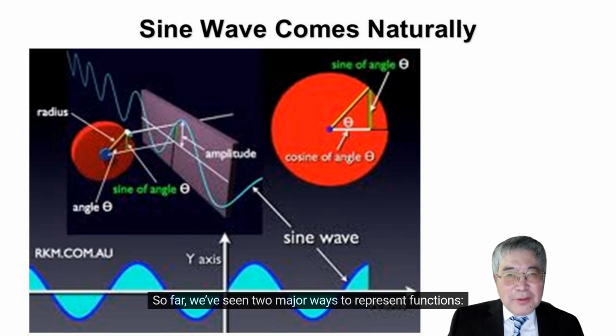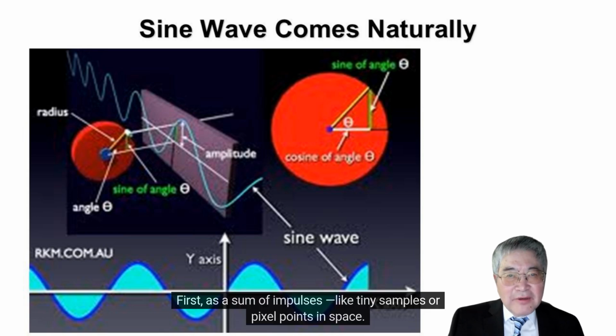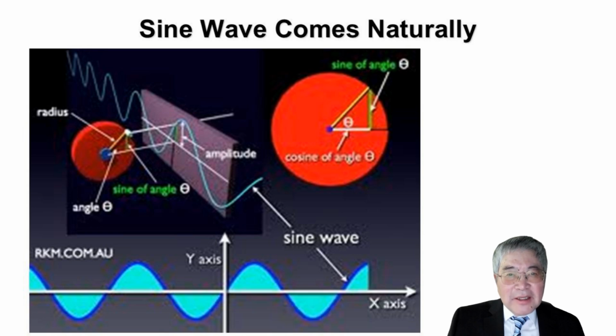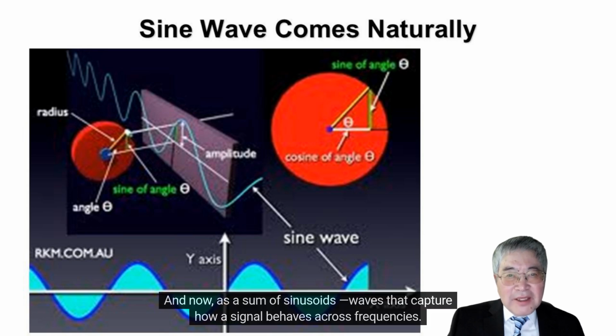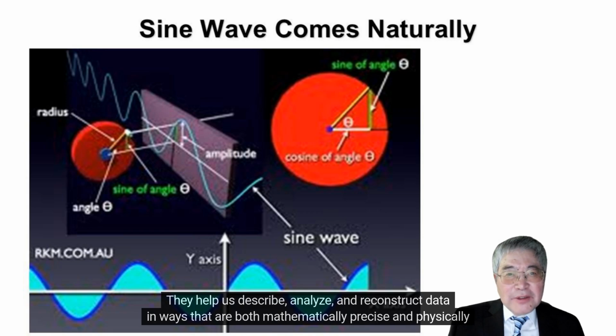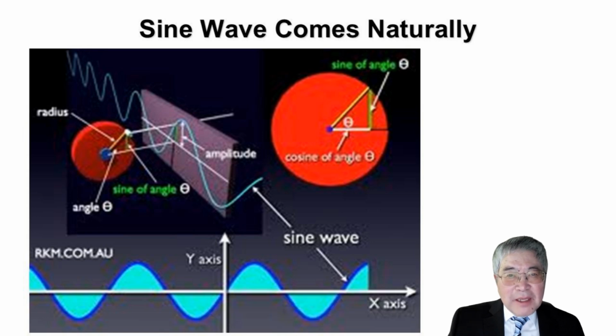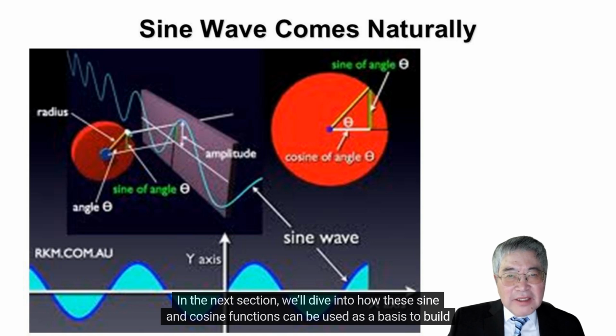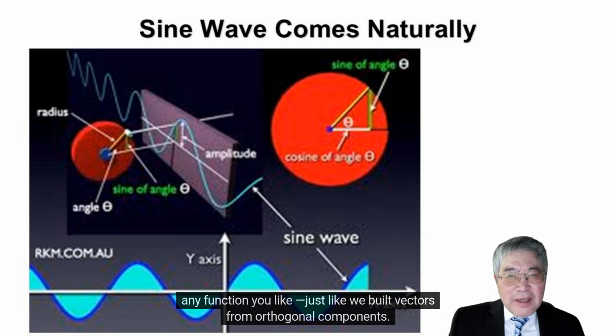So far, we've seen 2 major ways to represent functions. First, as a sum of impulses, like tiny samples or pixel points in space. And now as a sum of sinusoids, waves that capture how a signal behaves across frequencies. Both perspectives are incredibly powerful. They help us describe, analyze, and reconstruct data in ways that are both mathematically precise and physically meaningful. In the next section, we'll dive into how these sine and cosine functions can be used as a basis to build any function you like, just like we built vectors from orthogonal components.